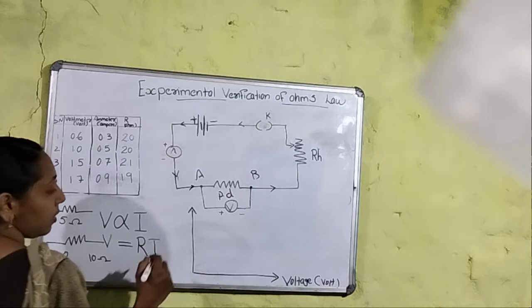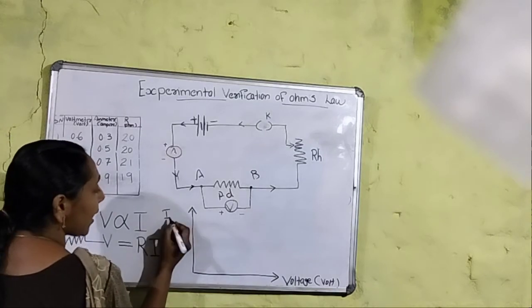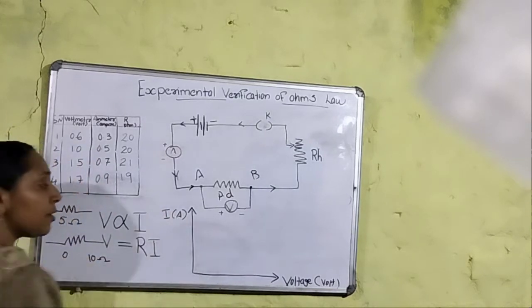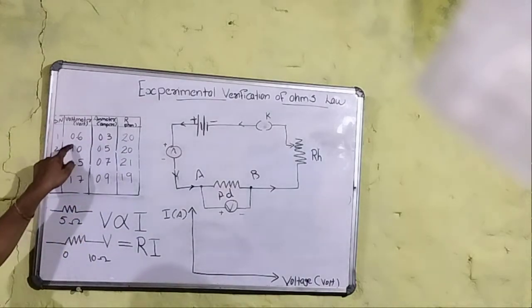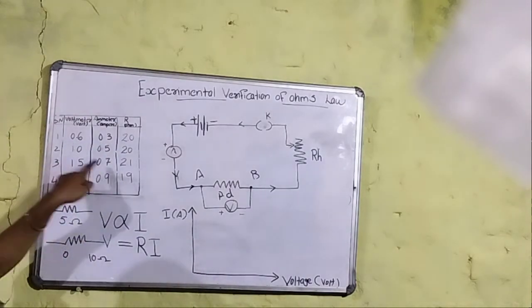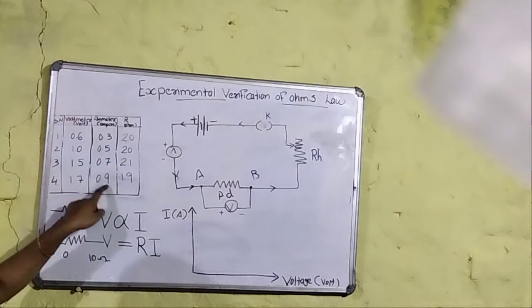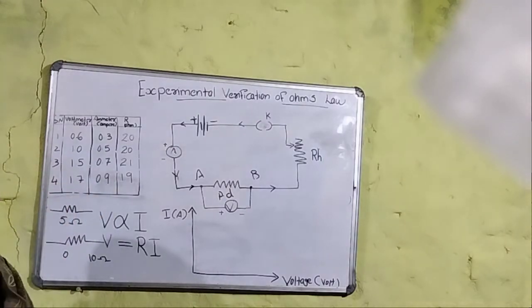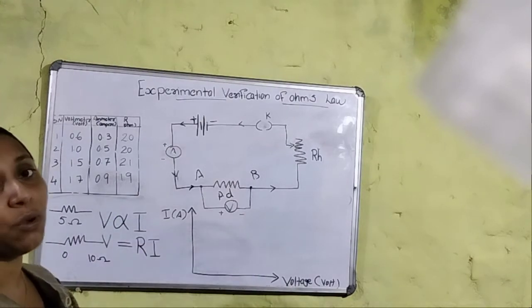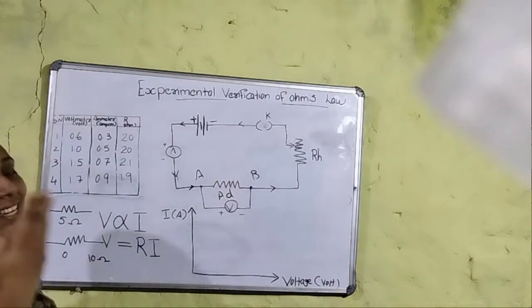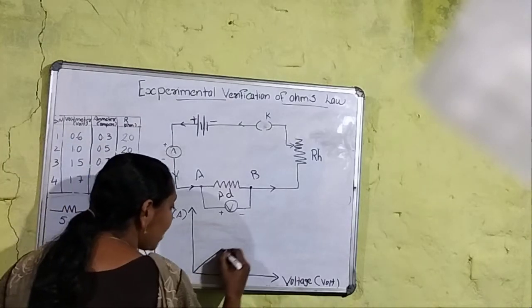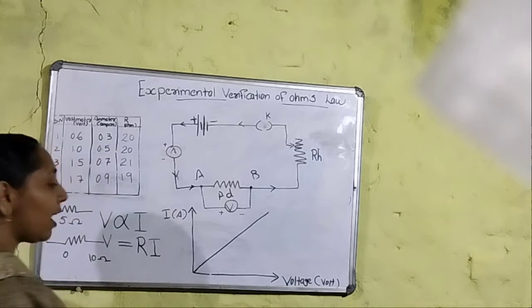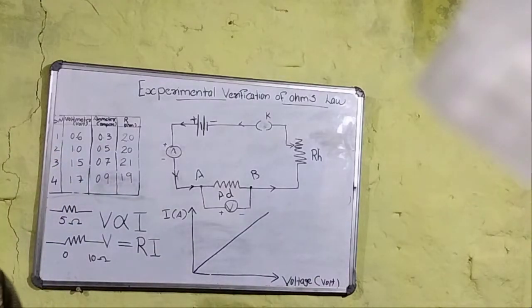And current I on the y-axis. What is the SI unit of current? Ampere. Okay. You can see here 0.3, 0.6, 0.5, 1, 0.7, 1.5, 0.9, 1.7. What is the meaning? Whenever the current increases, the potential difference also increases. Otherwise, voltage increases, current increases. So you should get an answer like that, gradually increasing both values, voltage and current.